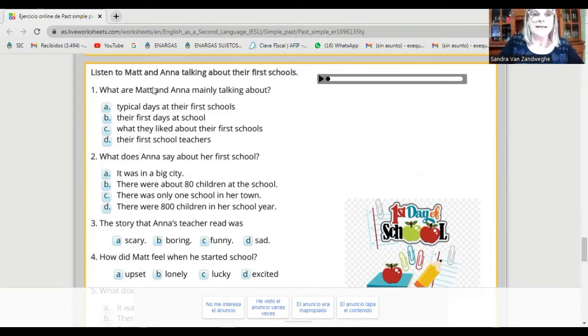Dice, what are Matt and Anna mainly talking about? ¿Sí? Principalmente sobre qué están hablando. Typical days at their first schools, días típicos en sus primeras escuelas. Their first days at school, sus primeros días, el primer día de la escuela de cada uno de ellos, ¿sí? What they like about their first schools, lo que le gustó sobre sus primeras escuelas, y their first school teachers, ¿sí? Y sobre las maestras o profesoras de su primera escuela.